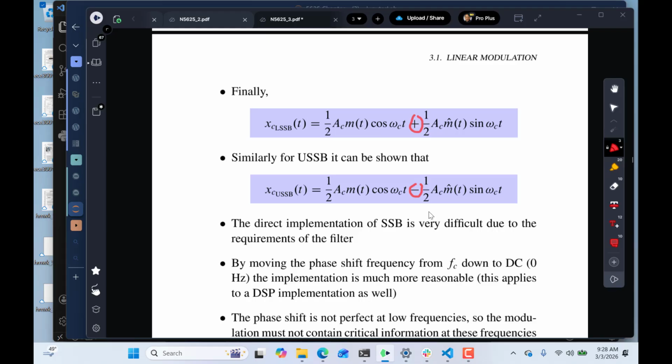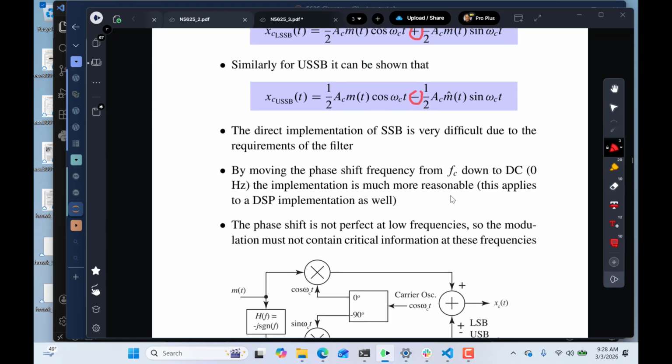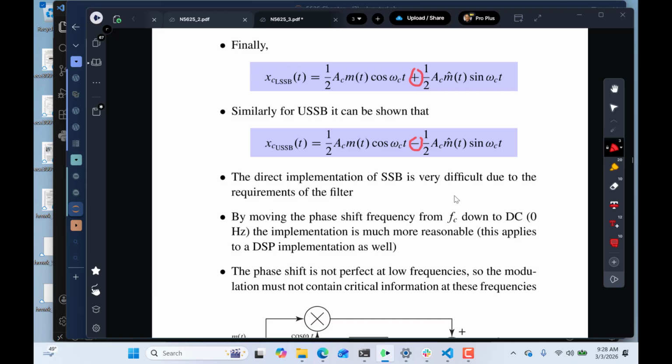This is still hard to do, believe it or not. It's just not easy. This is also known as a phase shift modulator for single sideband.